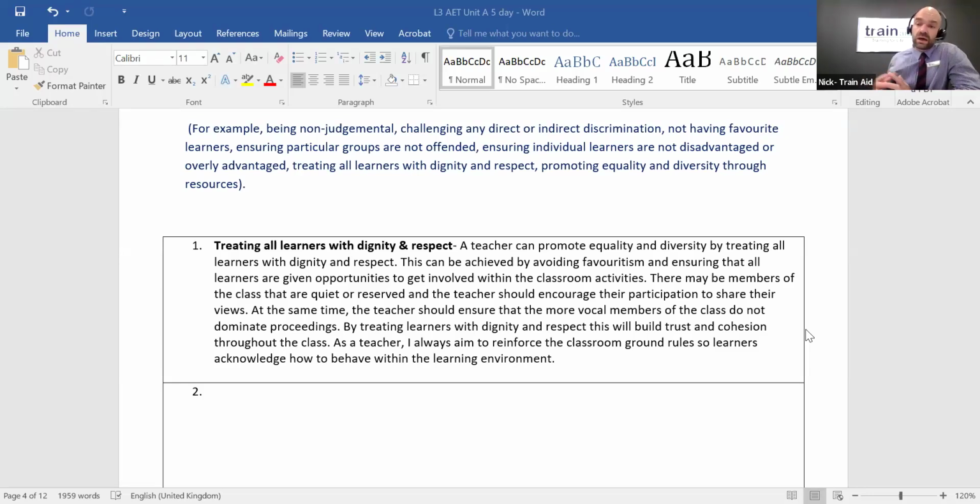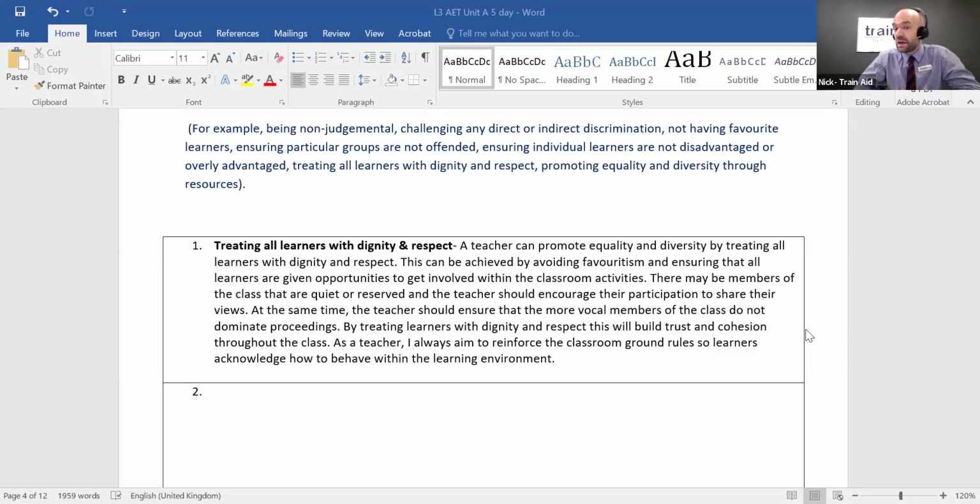It's also being aware that there might be some confident learners who dominate conversations. I think there's nothing wrong with confident learners, but it's trying to ensure that all learners have that equal opportunity to express their thoughts and opinions, to answer questions. So it's a balancing act within your classroom as well.